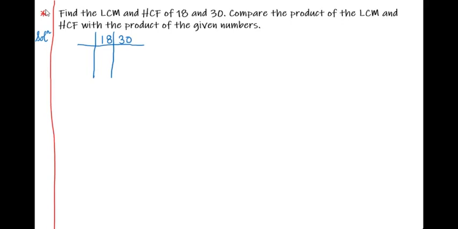What is HCF? HCF means both these numbers should be divisible by the same number. So the first prime number is 2, and both the numbers are divisible by 2. Yes or no? Yes. 2 9s are 18, and 2 15s are 30. So 18 and 30 both were divisible by 2. So 2 is the HCF.